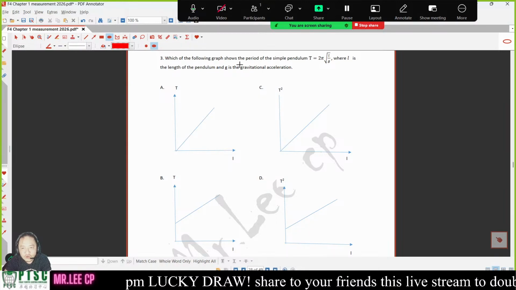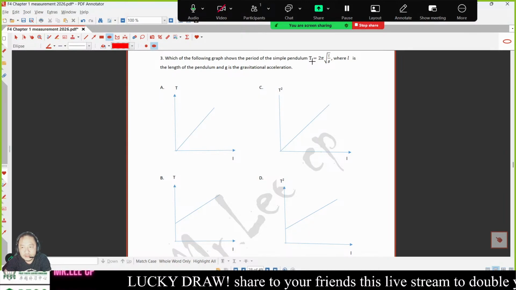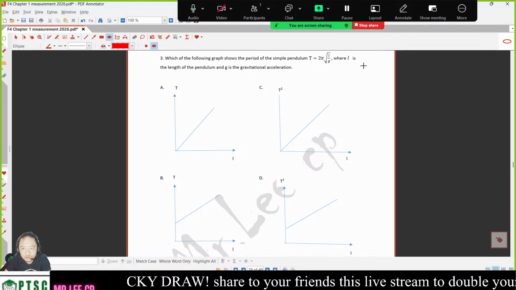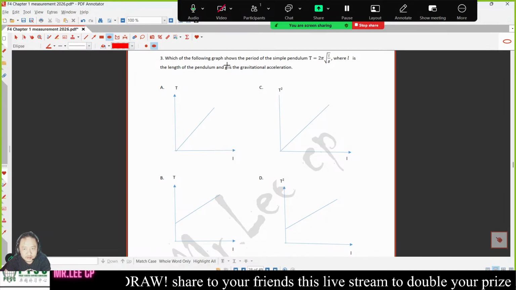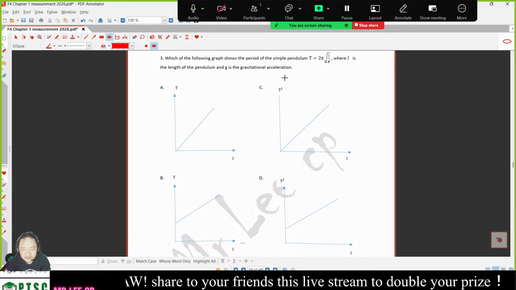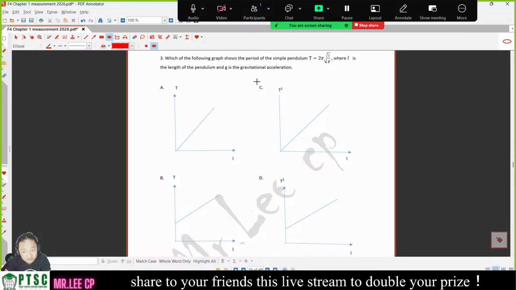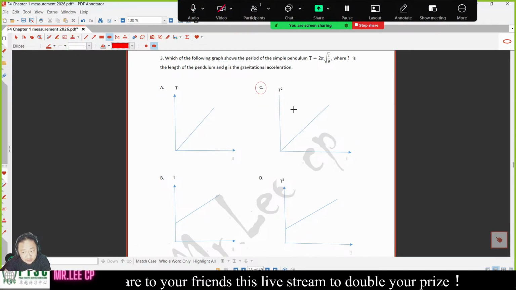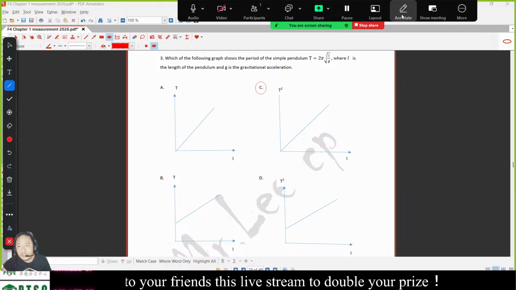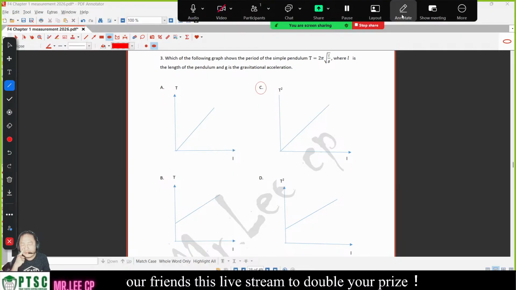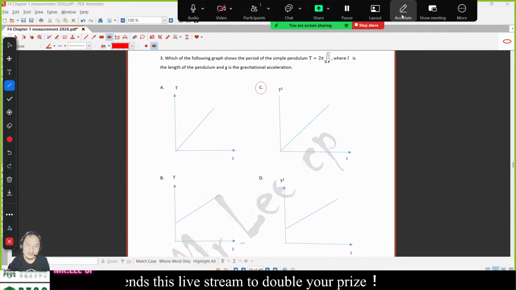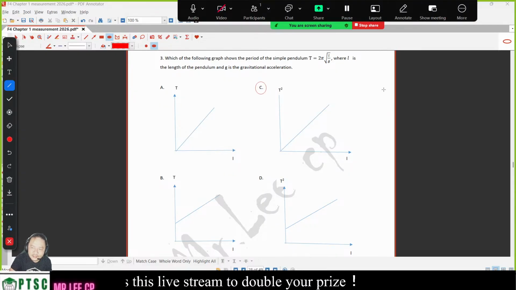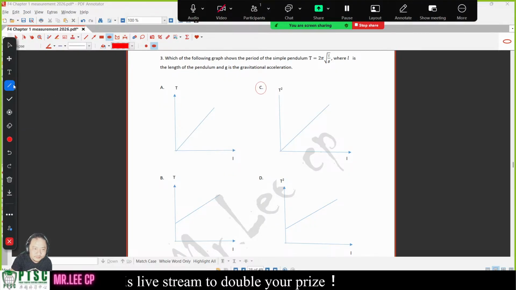Which of the graphs shows the period of a simple pendulum, T is 2π√(L/G)? L is the length of the pendulum, G is the gravitational acceleration. Just now we have just done it here, right? T squared against L. What if they ask you to plot it this way?